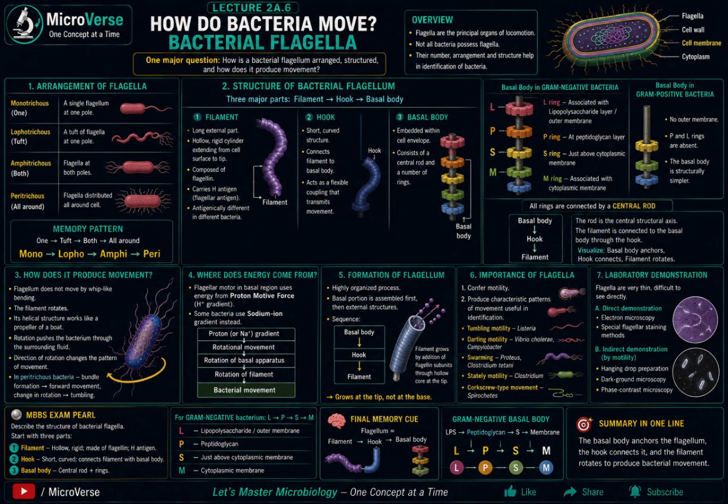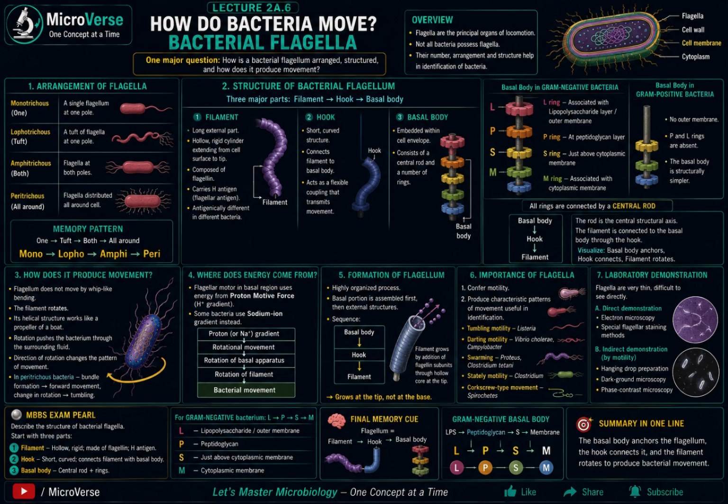Then, if you are asked to describe the structure of bacterial flagella, start with three parts. First, filament, which is hollow, rigid, made of flagellin and carries H antigen. Then, hook is short and curved, which connects filament with the basal body. Then, third, basal body, which is a central rod with rings. For a gram negative bacterium, there is L P S M: L is lipopolysaccharide or outer membrane, P for peptidoglycan, S for just above the cytoplasmic membrane, and M is cytoplasmic membrane.